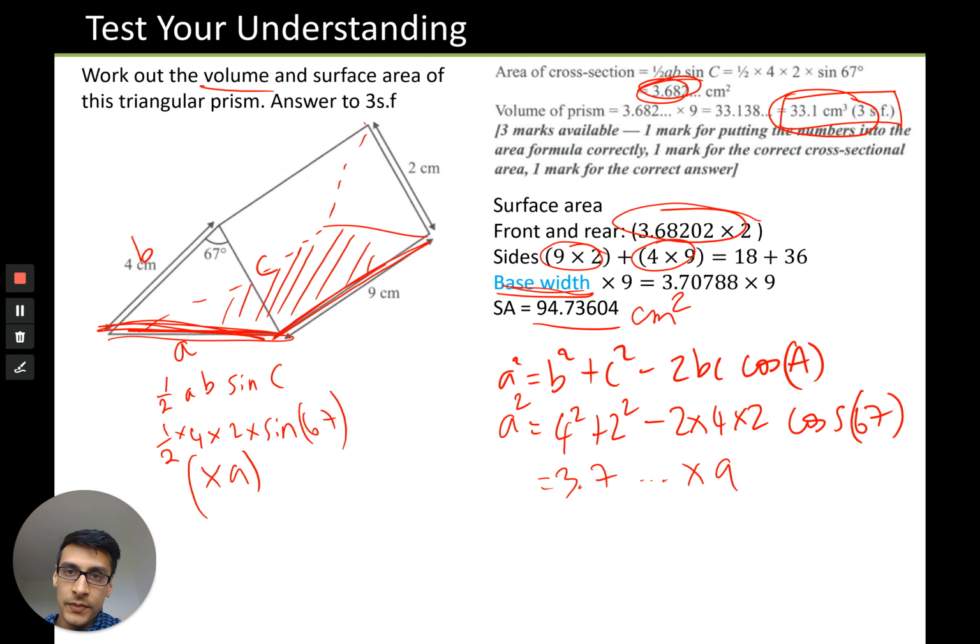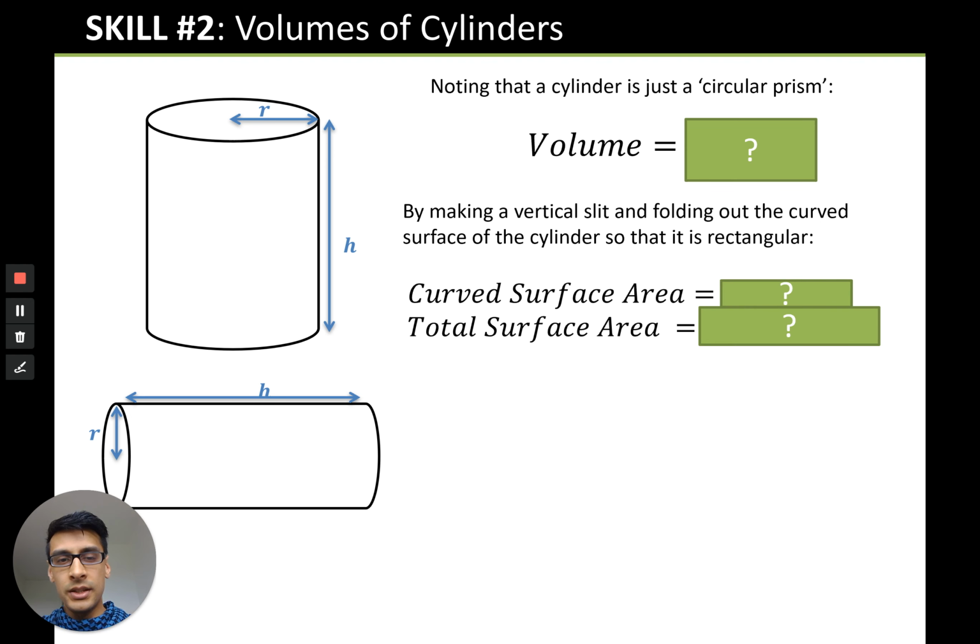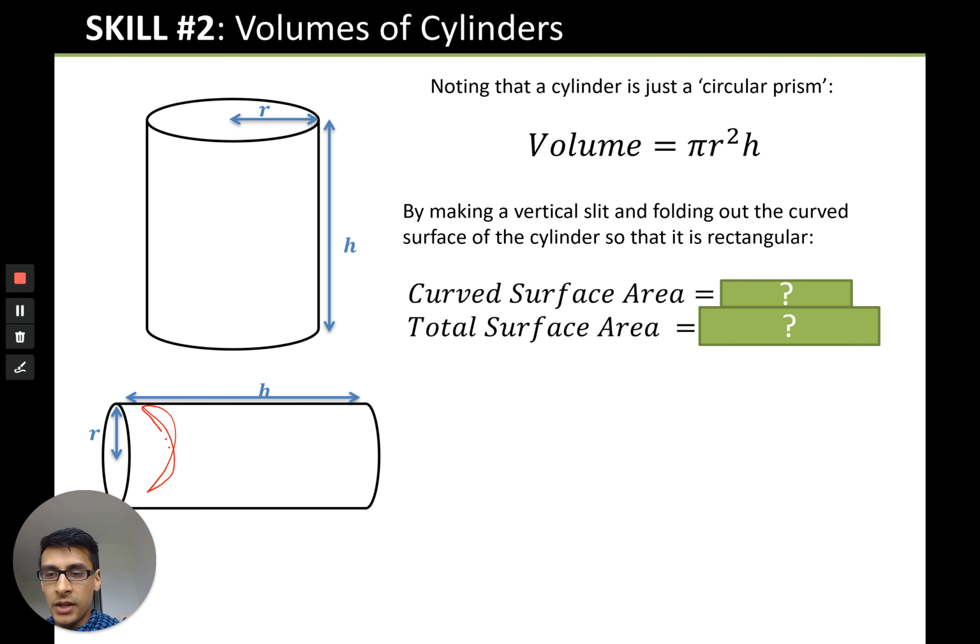Okay, now cylinders. We're going to look at cylinders. Now it's just a continuation of prisms. So a cylinder is just a circular prism. The volume is very straightforward because the cross-sectional area happens to be a circle. So pi r squared times height. And then if you want to work out the curved surface area, so this bit, if you kind of imagine unrolling that, you can work that out by doing 2 pi r h.